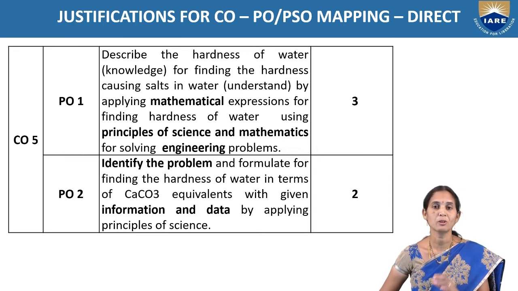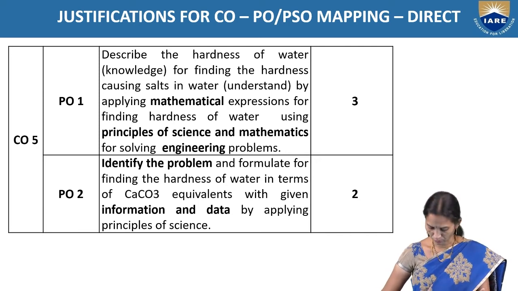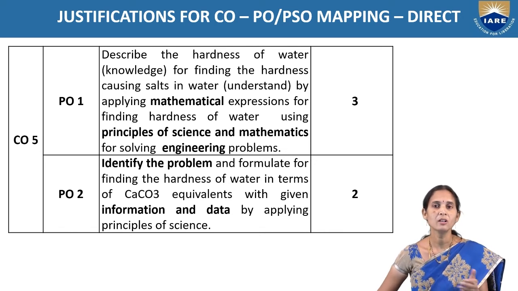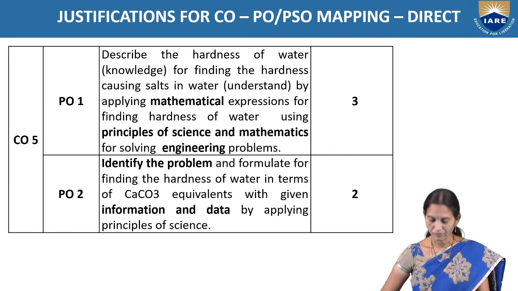So they will understand, because all the hard salts present in water are in dissolved condition, then how to find out the hardness of water? They will understand the formula very clearly, and how we are taking the formula in terms of calcium carbonate equivalents. We have given a number of vital features here too, because students will identify the problem. They will see what problem, what data and information we are giving, and they will apply it in the formula.